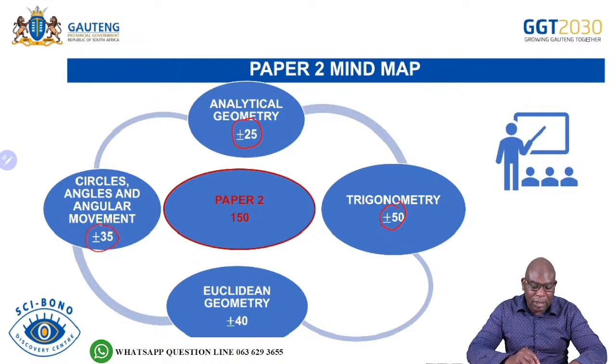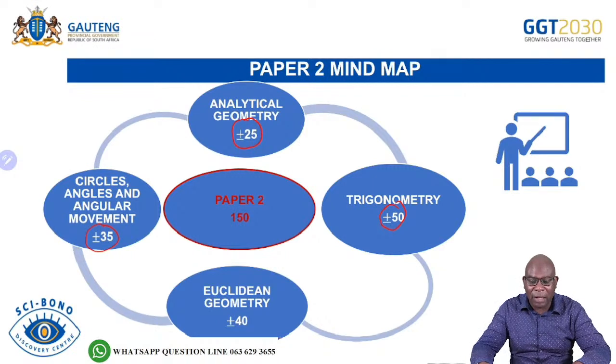There's circles, angles, and angular movement that we have done. We've allocated 2 sessions for that, and we've already done that, so I'm not going to be looking at this topic today. I'm going to look at analytical geometry and trigonometry, and also part of the Euclidean geometry, which has 40 marks. We'll see how we can get marks from that, so then we are able to pass this paper.